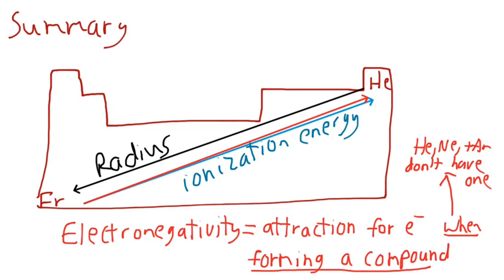It's not the smallest, they just don't have one. So it's definitely not the biggest either. So because of that, electronegativity stops its trend right here at fluorine. So fluorine has the highest electronegativity on the whole periodic table.